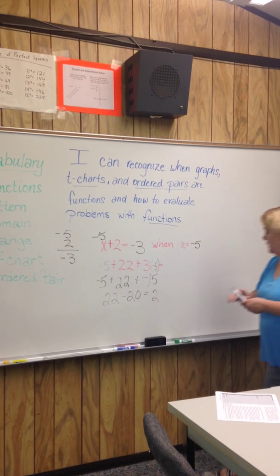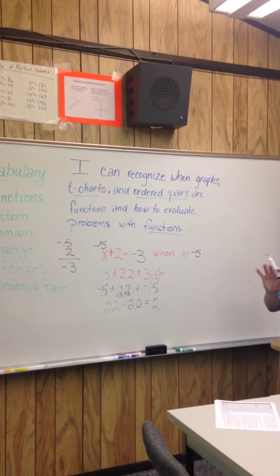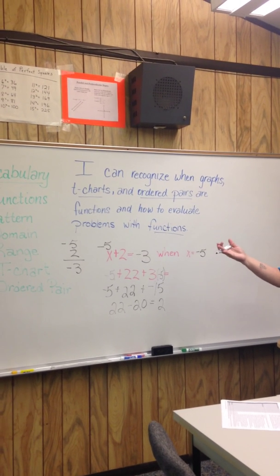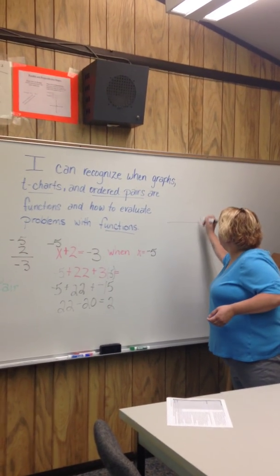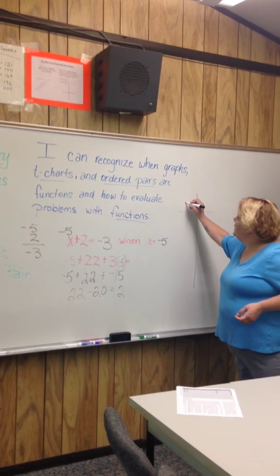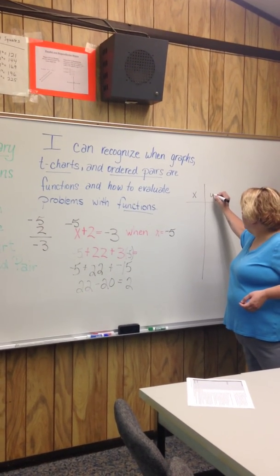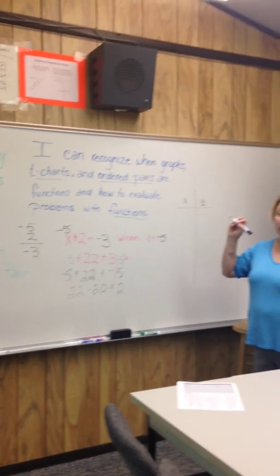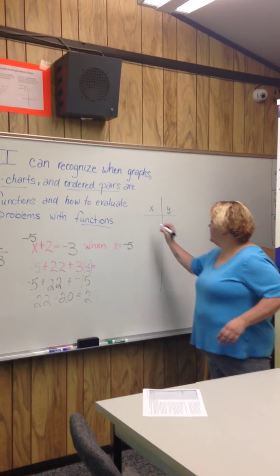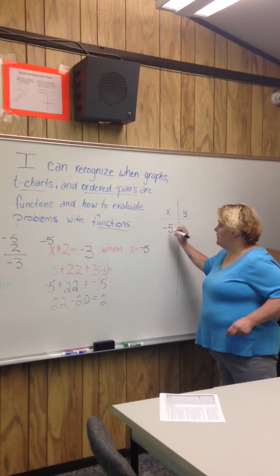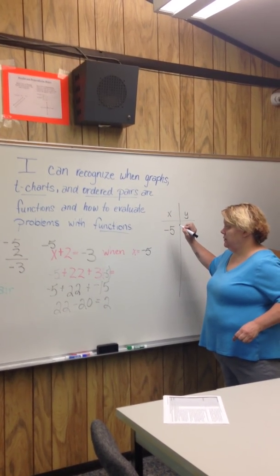Now we're going to go back to patterns. When you are making your T-chart, it's really simple because it looks like a T. It can be a very long tail T. You would have X and you would have Y. We know it is a -5. X will be -5, and y will be a 2.